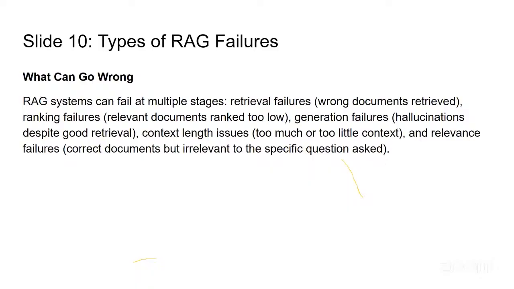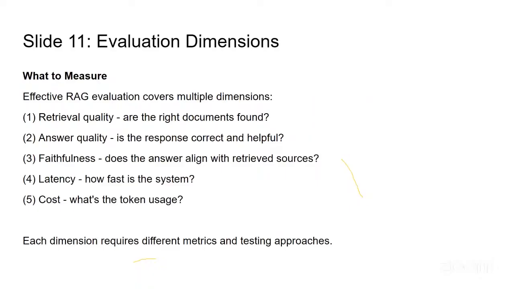So what are the types of RAG failures? What can go wrong? RAG systems can fail in multiple stages. Retrieval failures: wrong documents retrieved. Ranking failures: relevant documents ranked too low. Generation failures: basically hallucination despite good retrieval. Context length issues: this is what we saw, too little context or too much context. And relevance failures: the context documents are correct but irrelevant to the specific question asked. Some of these we already discussed, and therefore you need to have the evaluation correct.